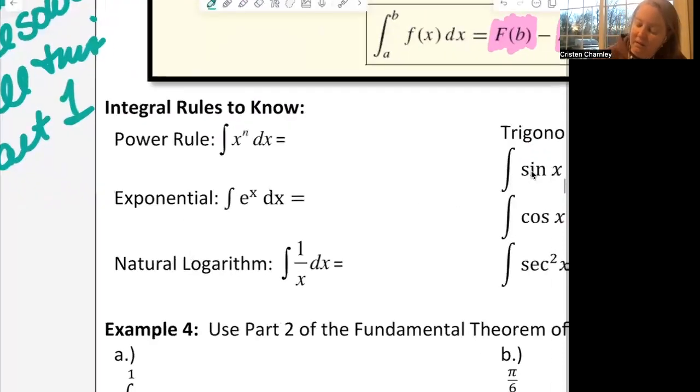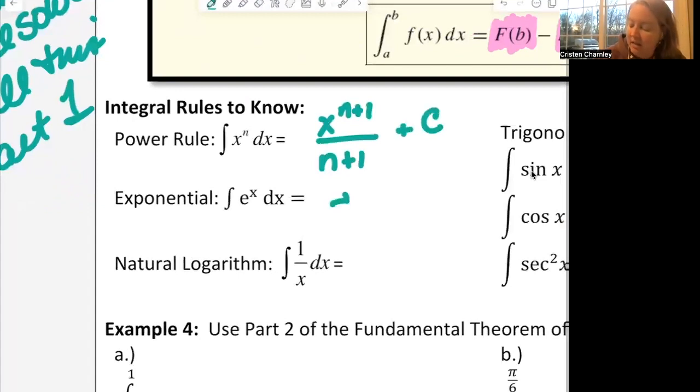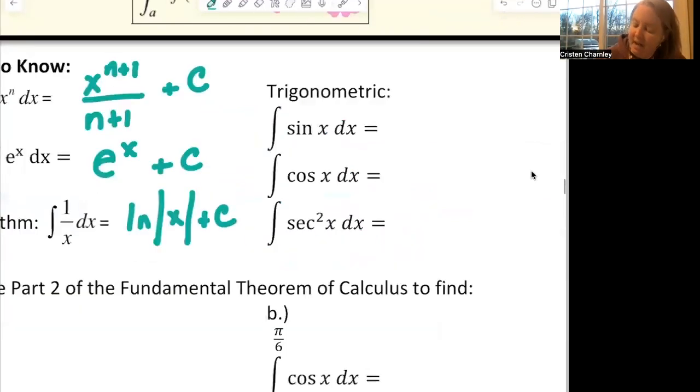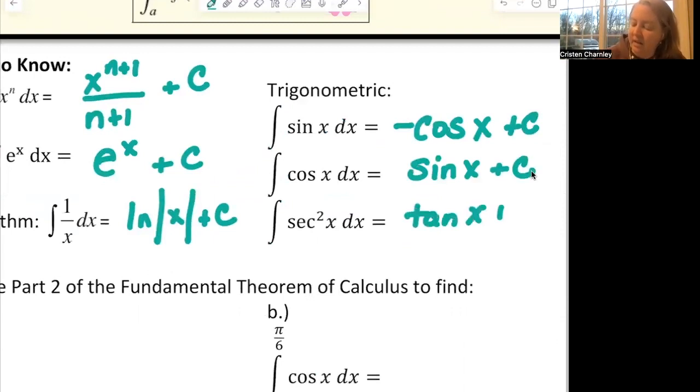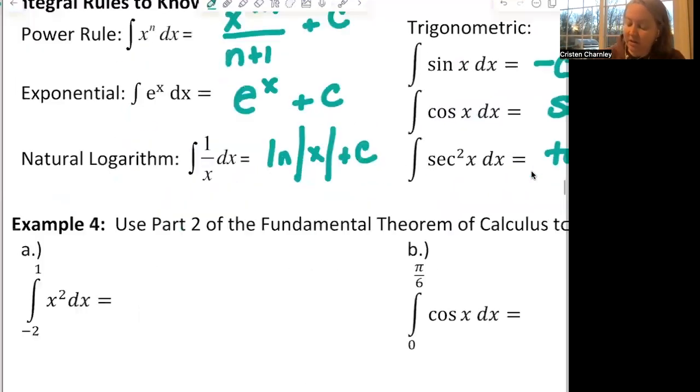So the power rule, just to remind you, is x to the n plus 1 over n plus 1. Don't forget your plus c. E to the x stays as e to the x plus c. 1 over x is natural log; you really should have absolute value of x plus c. Sine came from cosine of x plus c, but it's going to be negative. Cosine came from a positive sine of x plus c, and secant squared came from tangent of x plus c. So again, those are the antiderivatives. Those are the backwards of the derivatives. I'm giving you the answer. You tell me the question.